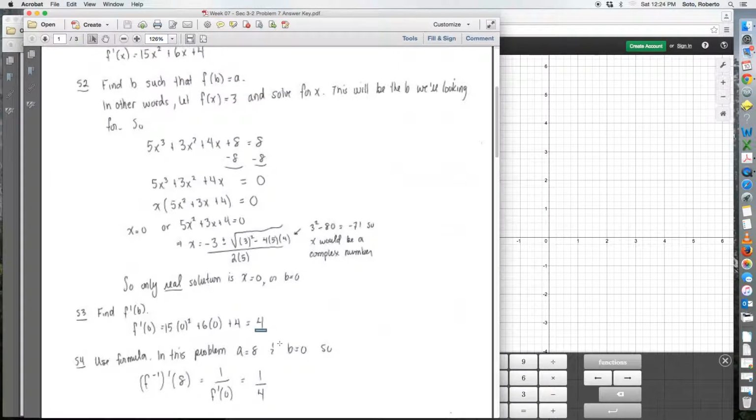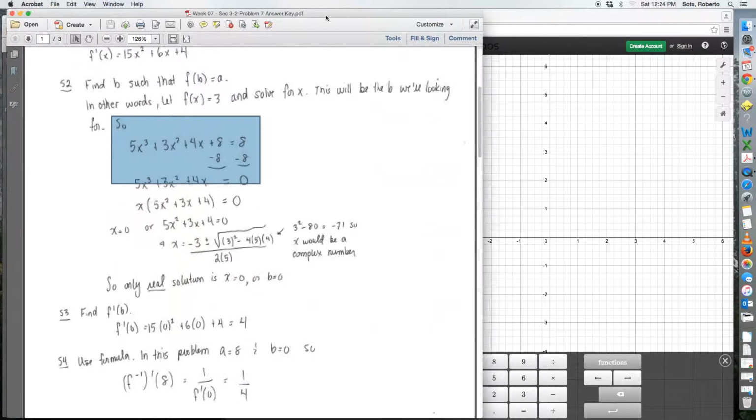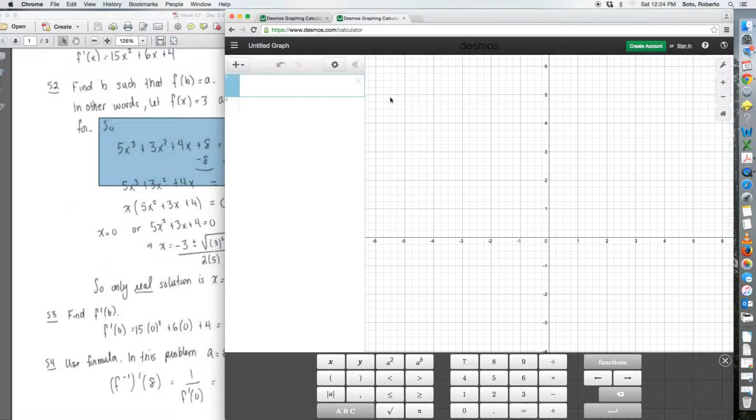But by the way, what I wanted to show you was one other thing: right here, we went through a lot of algebra to solve this. It turns out you could use your graphing calculator to solve it, and it might be even faster. And so let me give you an idea of how I would solve this using a graphing calculator.